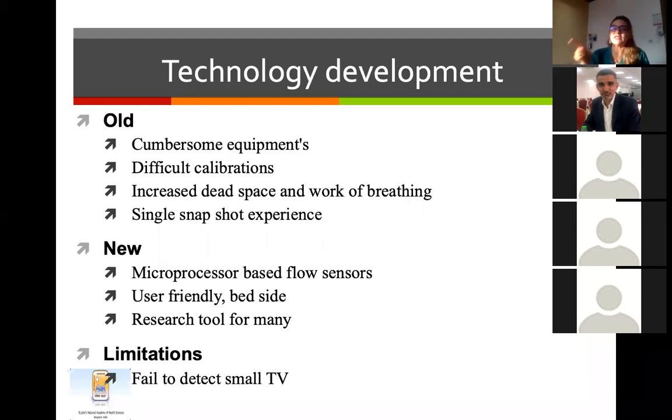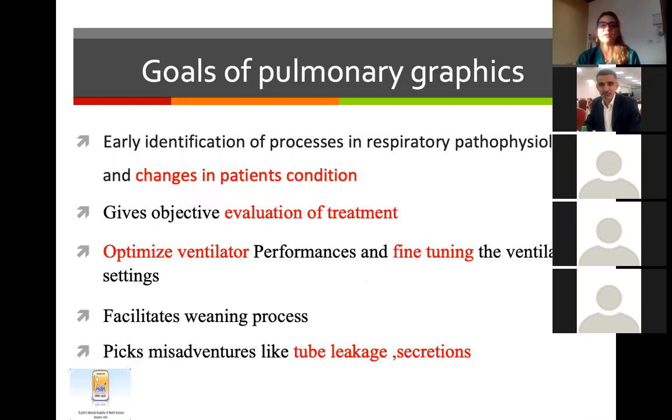Some of them were only giving us a single snapshot, and they did not show completely what was happening before. But the new ones are really good, and they have microprocessor-based flow sensors. They're quite user-friendly. They can be used at the bedside, and some of us use them as a research tool. But we do have a problem with very tiny babies who have very small tidal volumes. It might fail to detect that. So that might be a problem.